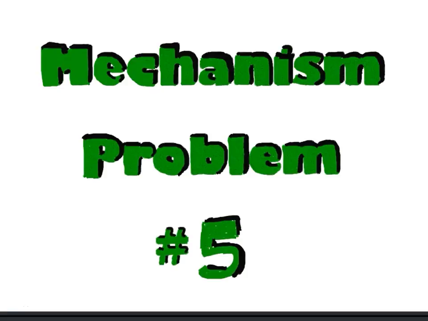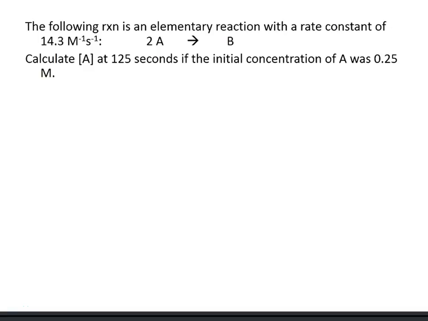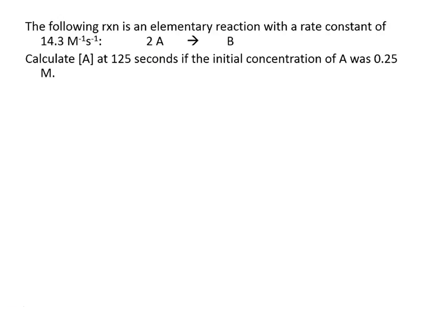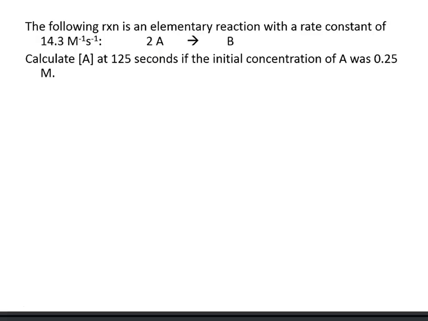The fifth and final mechanism problem is here. The following reaction is an elementary reaction with a rate constant given here. Calculate the concentration of A at 125 seconds if the initial concentration of A was 0.25 molar. Now this looks a lot like an integrated rate law problem, which it is. What makes it a mechanism problem is the fact that it calls it an elementary reaction. So that gives you a clue about the rate law.